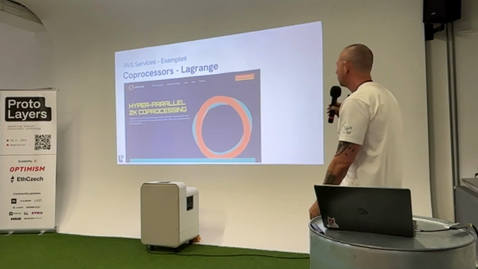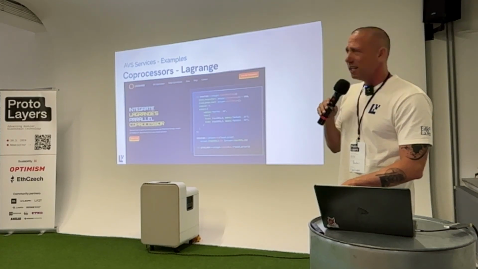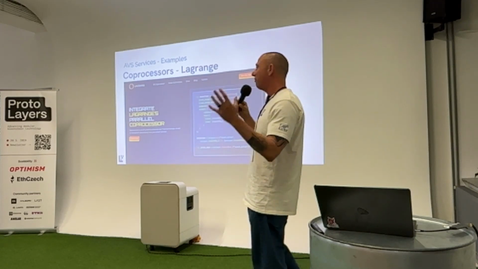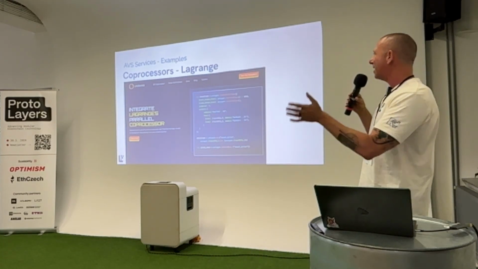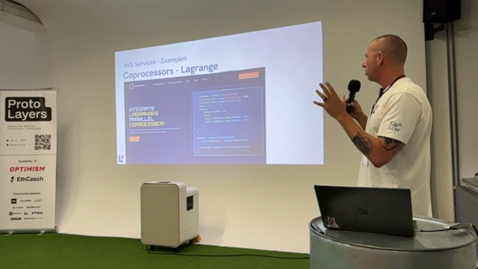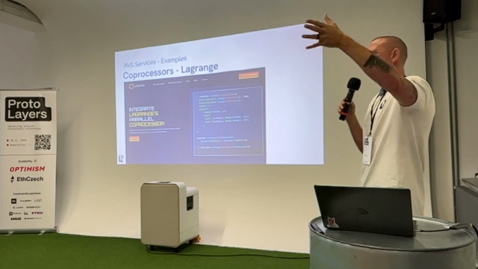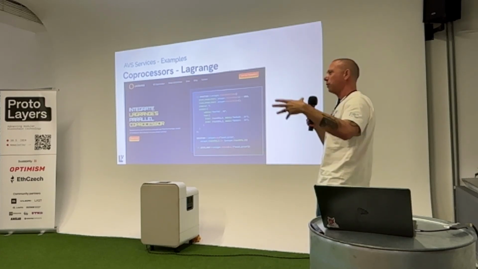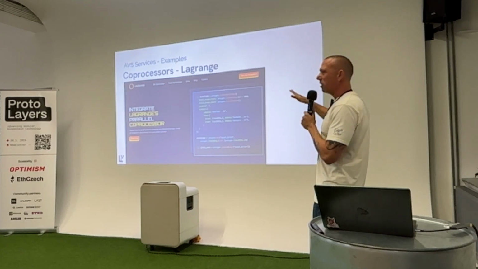Coprocessors are really interesting. So coprocessors are essentially a way to offload very computationally expensive things that you might have done in the past within your smart contract, outside of your smart contract. And they're asynchronous. So imagine you want to aggregate a bunch of information about a smart contract that's like an NFT contract or a token contract. You want to pull multiple queries, you want to do some stuff to that, and then you want to verify that on chain. Lagrange would allow you to do that.